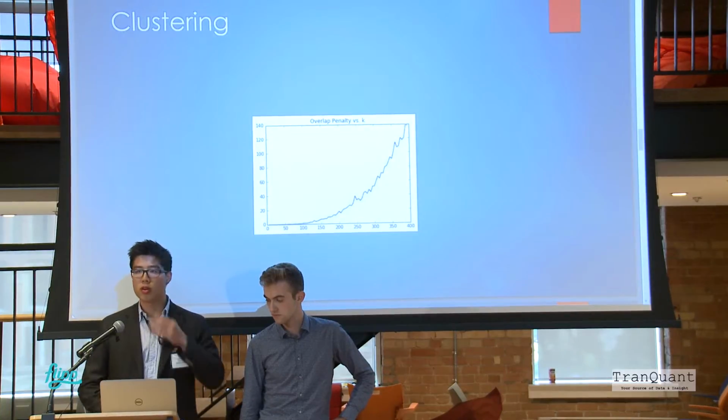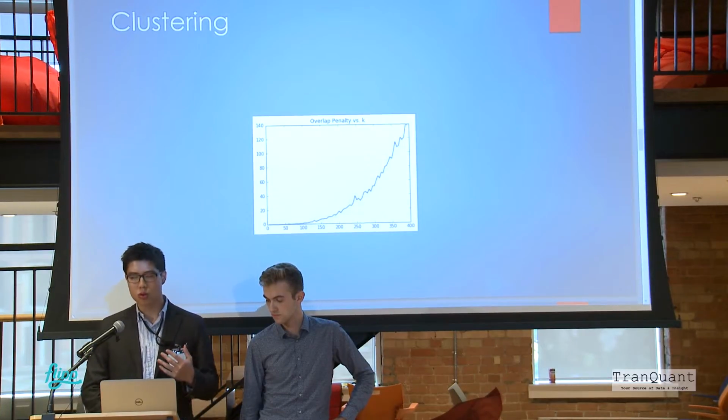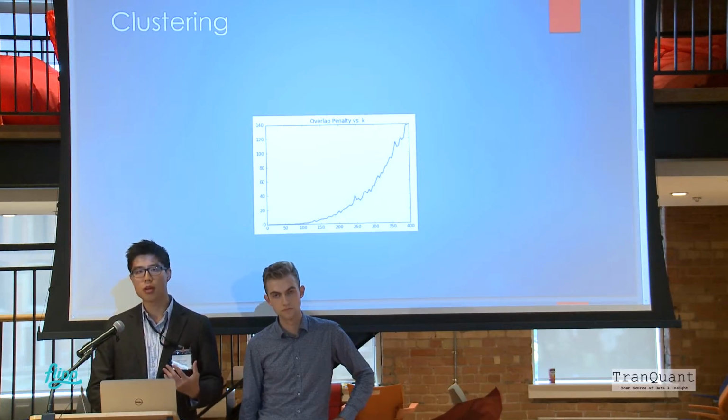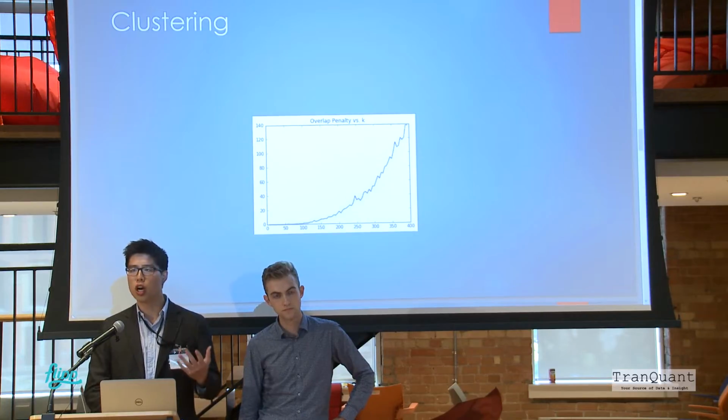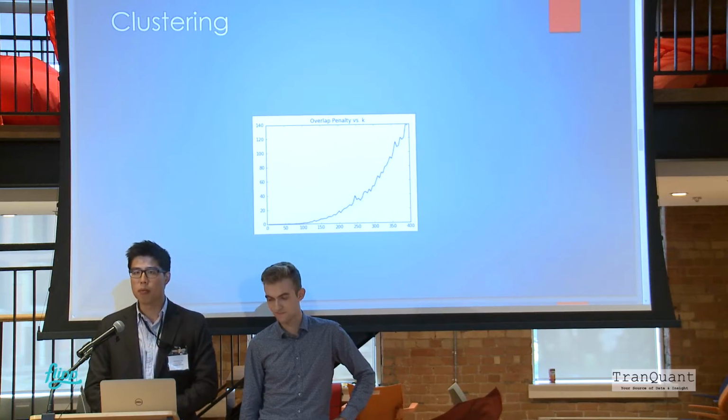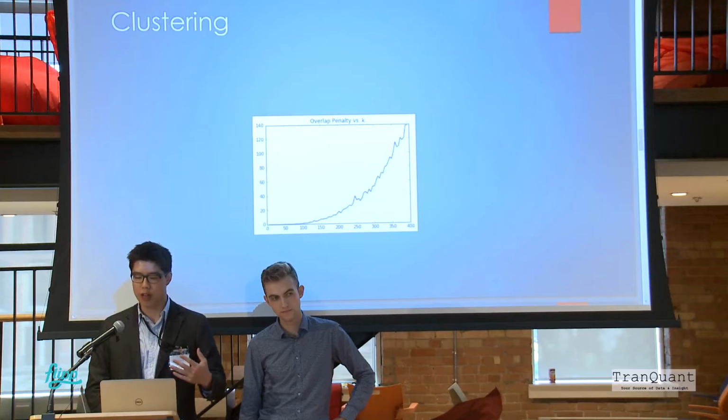This shows what is known as the overlap penalty versus K. The overlap penalty is something that we came up with as a way to judge how many clusters we should use. Of course, if we use 1,000 clusters, every single landmark gets its own cluster. But then it will become way too crowded. There will be way too much overlap, which you see on the right end there. More clusters leads to a higher overlap penalty.